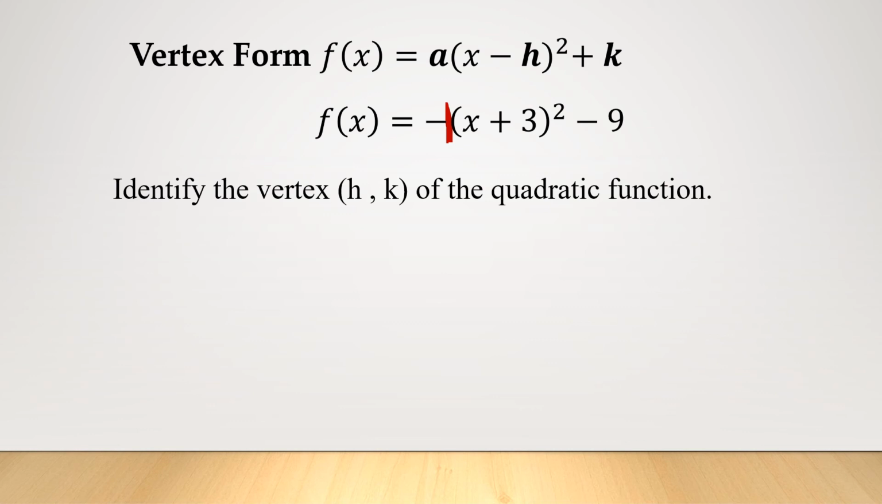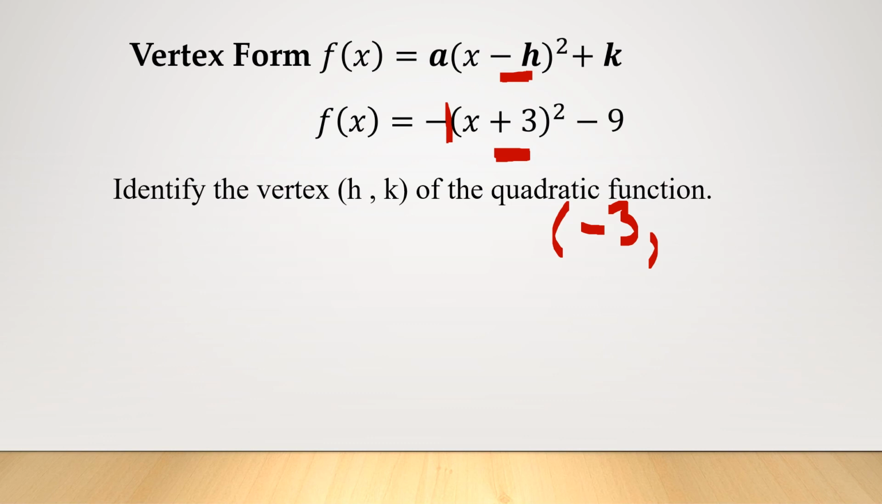Well, inside the parentheses, remember the original form is a -h. But down here in the equation or the function that I've given you, it's +3. So anytime there's a plus inside of the parentheses, that h is going to be a negative number, and in this case it's -3.